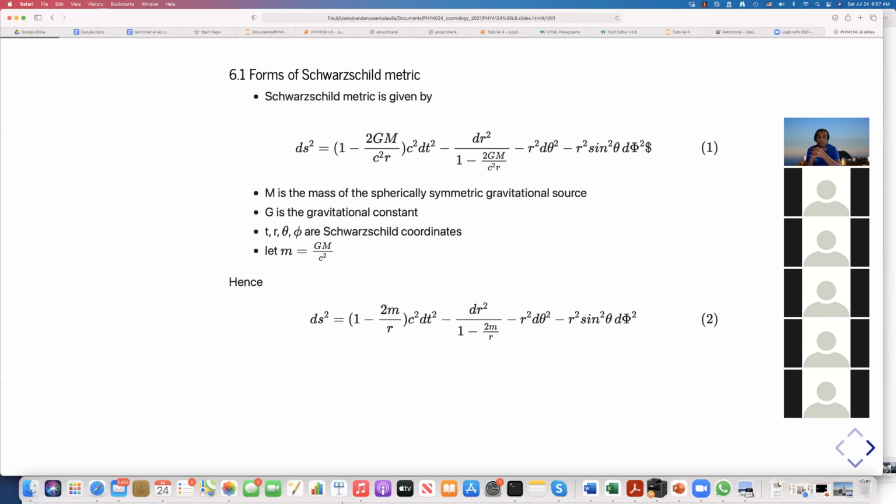Now here the m is the mass of the spherically symmetric gravitational source. For example, if we have the sun as the gravitational source, this m will be the mass of the sun, right? And G is the gravitational constant, and you know about that from Newtonian gravity. And these four coordinates, time, that is t, and then r, theta and phi, are called Schwarzschild coordinates.